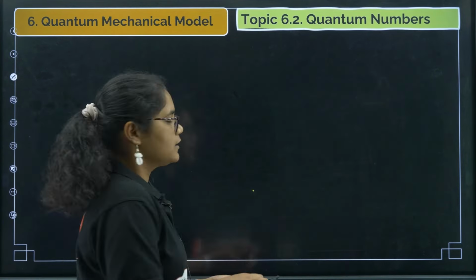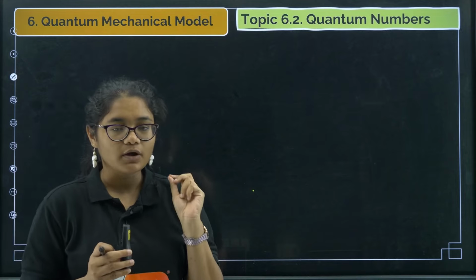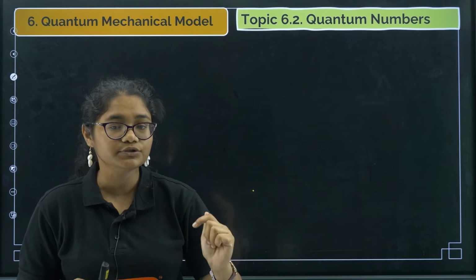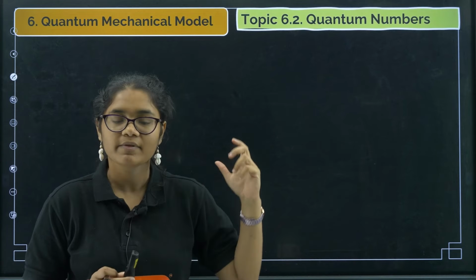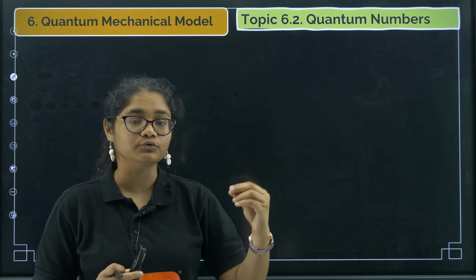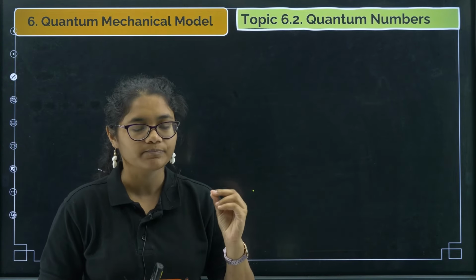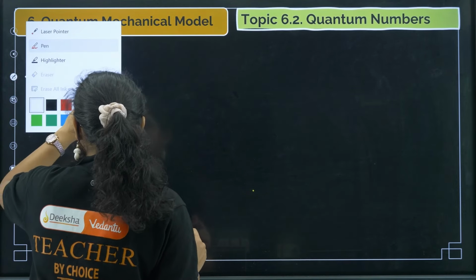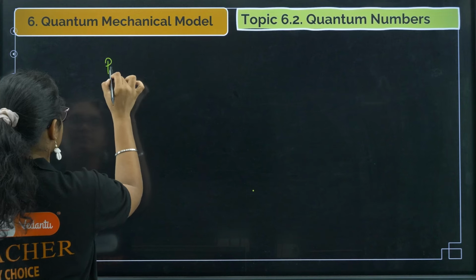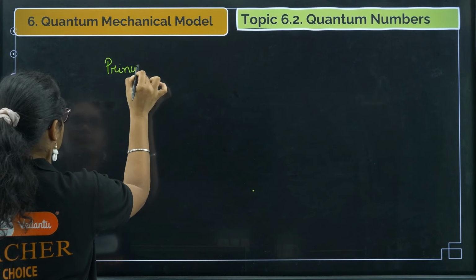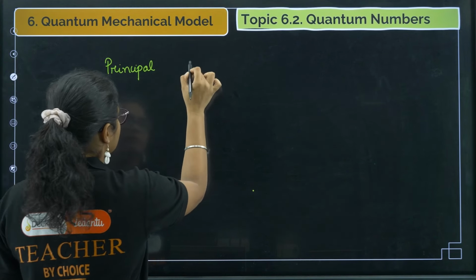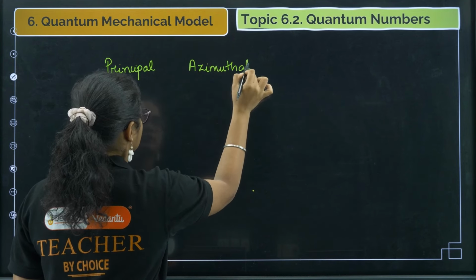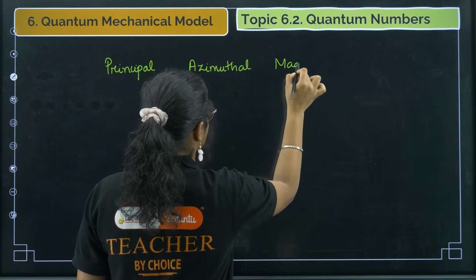Okay, so now we will discuss the quantum numbers. What are the quantum numbers? Quantum numbers were the solutions of the Schrodinger equation, right? And these quantum numbers help you find the position of the electron. So there are 4 quantum numbers. The first quantum number is the principal quantum number, the second is the azimuthal quantum number, and the third is the magnetic quantum number.